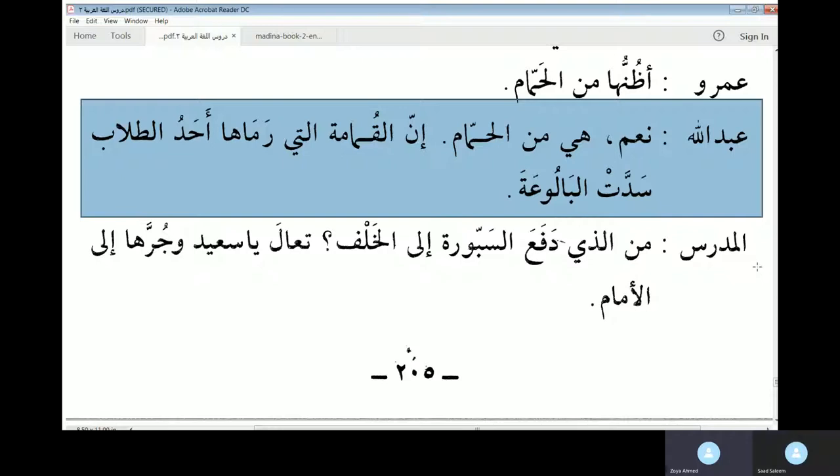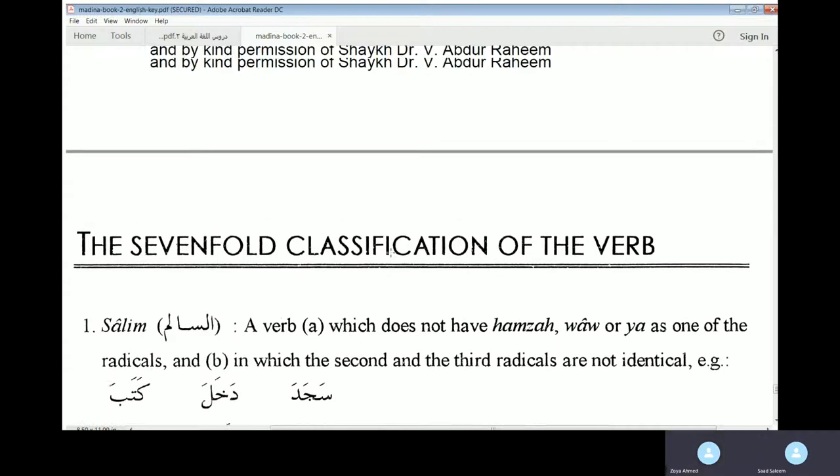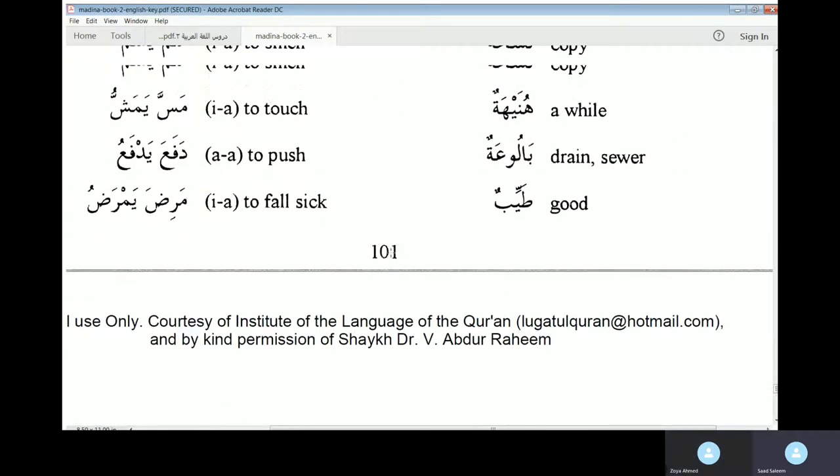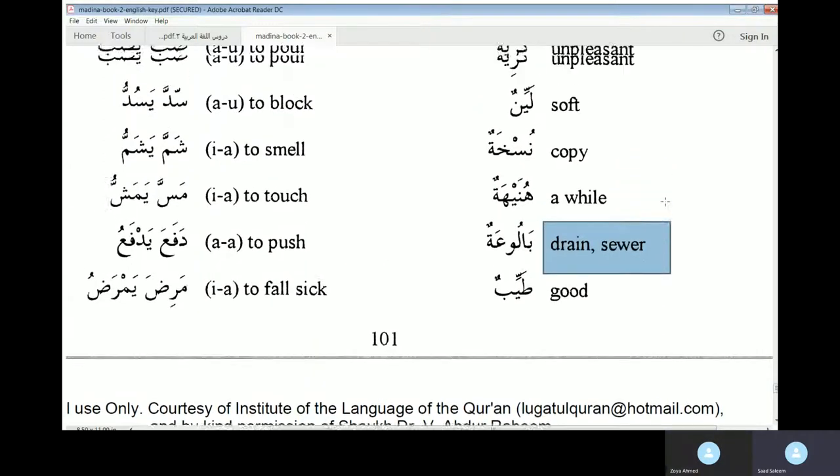By one of the students, سد البالوعة, stuck the drain. Is nali ki English kya thi? Balu aur nali ko kehte hain. Drain, okay, stuck the drain or sewer.